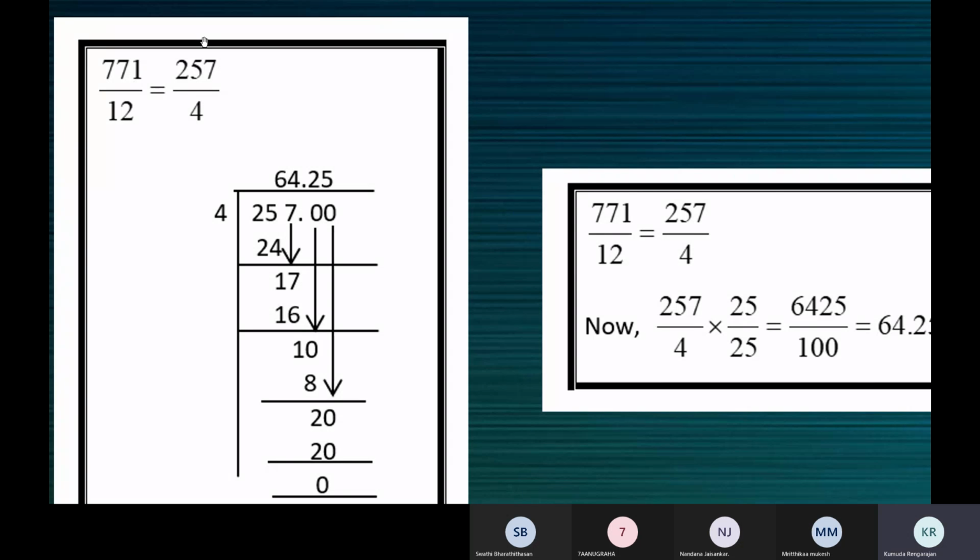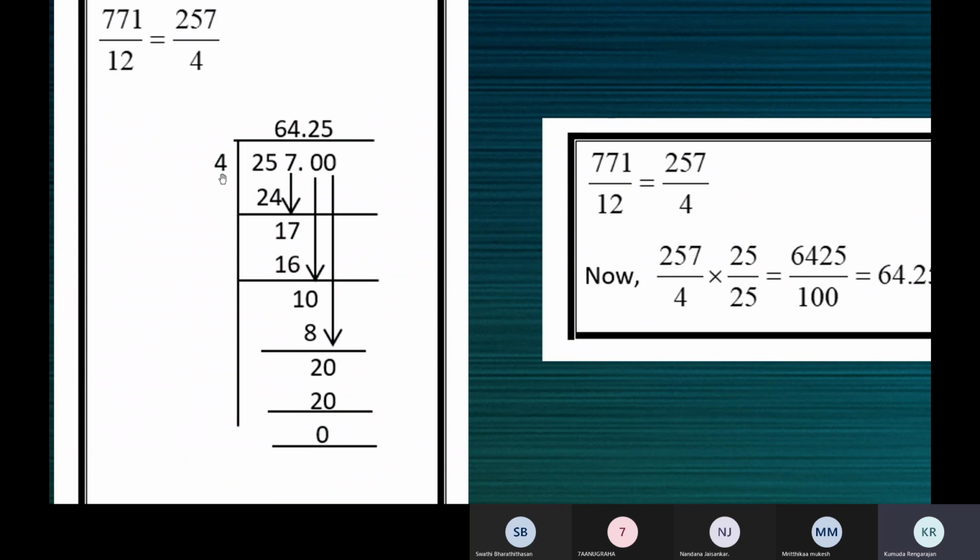Otherwise, after simplifying 771 by 12, you get 257 by 4. If you don't want to use this method, you can perform the long division. You simplify 771 by 12, you get 257 by 4, and you can perform the long division. So see, 4 6s are 24, 1 is the remainder, 7 comes down. 4 4s are 16, 1 is the remainder.